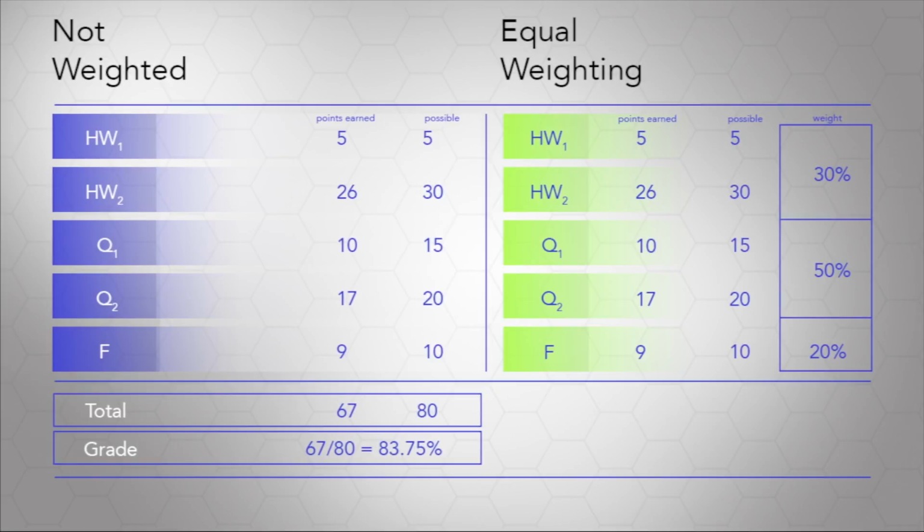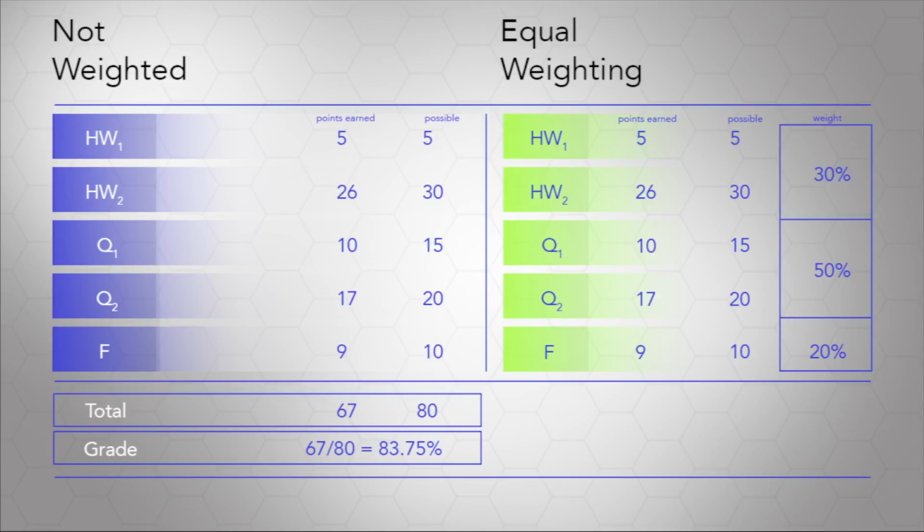So the first type of weighted grade we're going to be talking about is equal weighting. You can see I've added on another column to that same previous example, and I've decided to give the homework category 30%. You may have more or fewer homework assignments. The quiz category 50% and the final category 20%. So the weighted column will add up to 100%.